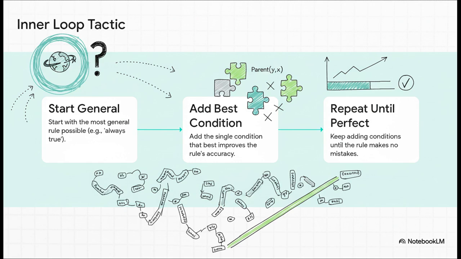Okay, so that's the big picture strategy. The inner loop, that's where the real nitty-gritty detective work happens. To build just one of those perfect rules, it starts with the most general idea possible. Something like ancestor(X,Y) is always true, which is, of course, totally wrong. Then it meticulously adds one condition at a time, like parent(X,Z), always picking the single condition that gives it the biggest accuracy boost. And it just keeps doing that until the rule is perfect and makes zero mistakes.